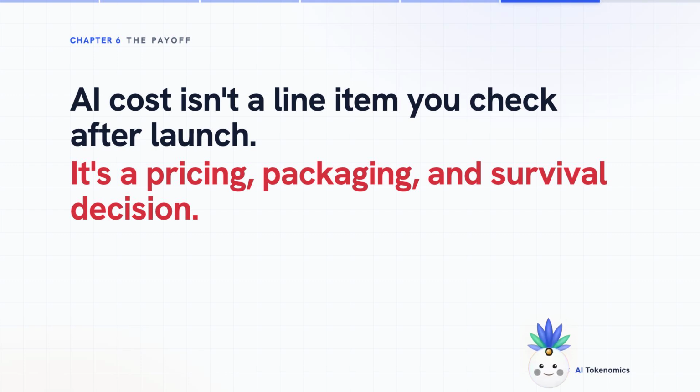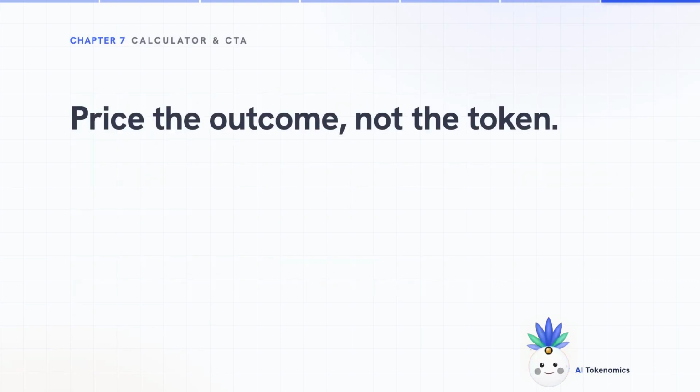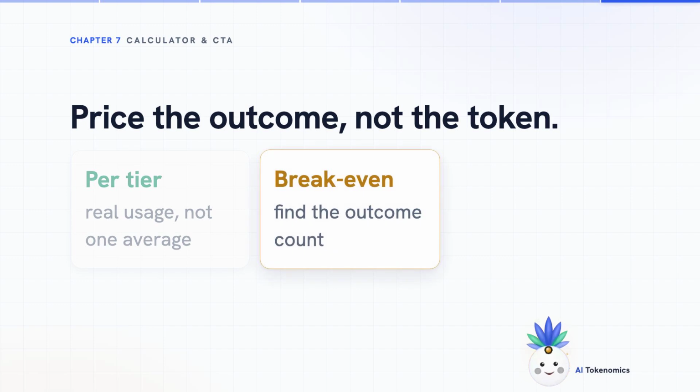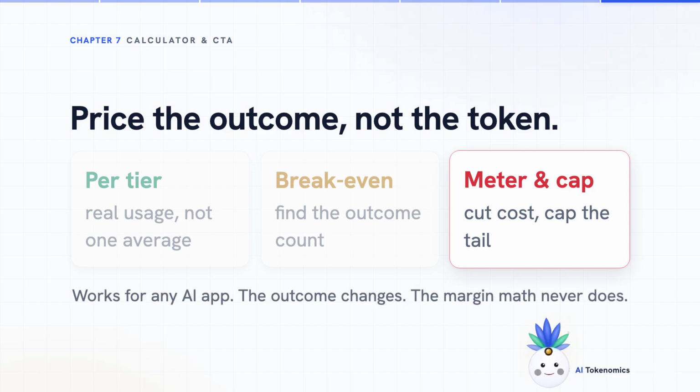The teams that win aren't the ones with the cheapest tokens. They're the ones who know their margin per outcome cold, and who never let a power user run negative without choosing to. Software gave you 90% margins for free. AI makes you earn them back, one outcome at a time. So here's the method, start to finish. Price the outcome, not the token. Multiply by real usage per tier, not one average. Find the break-even outcome count, then meter, cut cost, and cap the tail. This works for any AI app, a chatbot, an agent, a RAG search, a document pipeline. The outcome changes, the margin math never does.